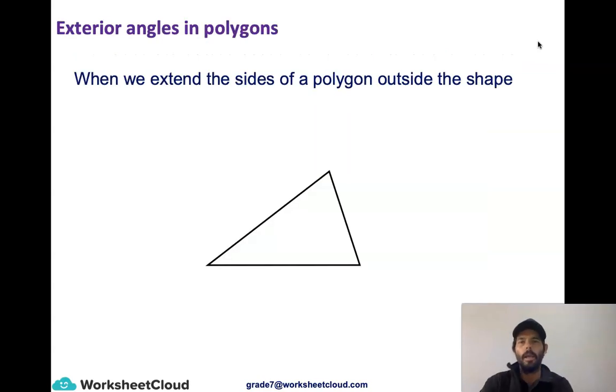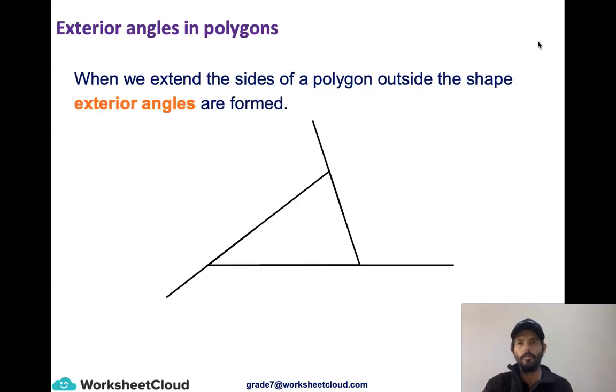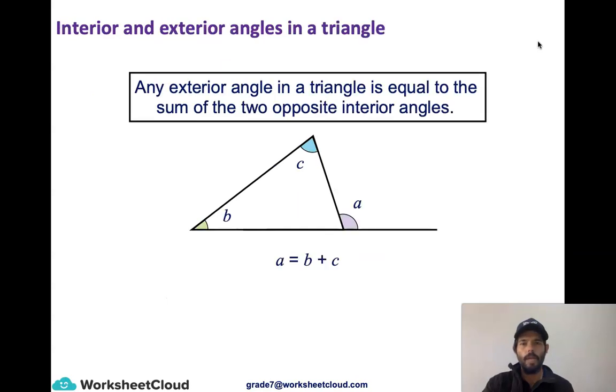So let's talk about exterior angles in polygons. At the moment on the screen, you've got a triangle that has only got interior angles, and we know that the interior angles of a triangle add up to 180. But if I extend the sides of the triangle, now all of a sudden I've got exterior angles. Those are the exterior angles on your screen right now, D, E, and F. So how do we work out the sizes of those angles?